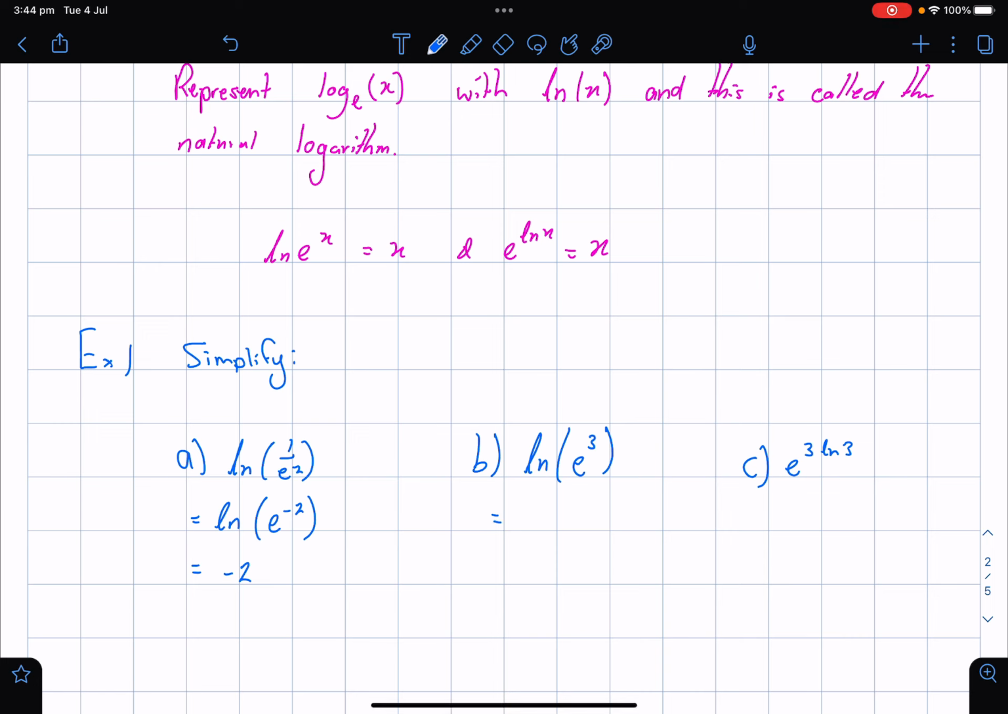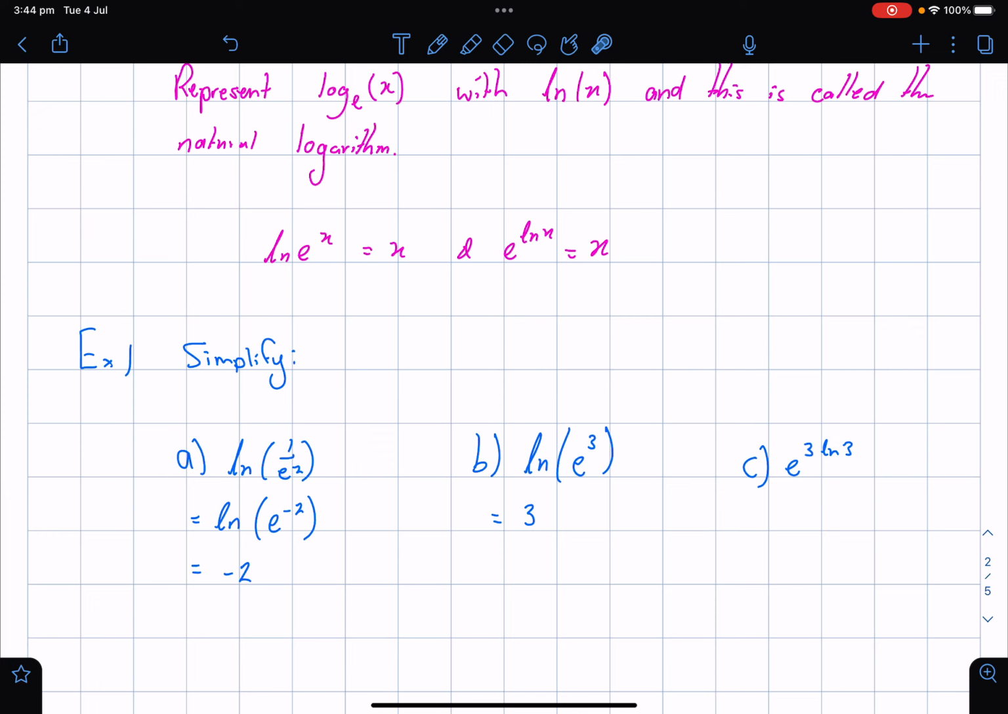Now b, it's already in the form we want, and it's like the left hand side, so we know it's just equal to 3. And finally, this last one, it's a little bit trickier because we've got this weird little 3 out the front here. But I'm going to make you just think for a little bit.